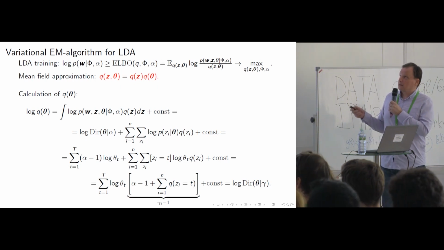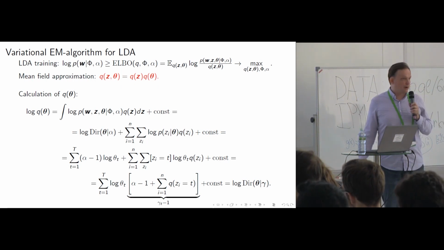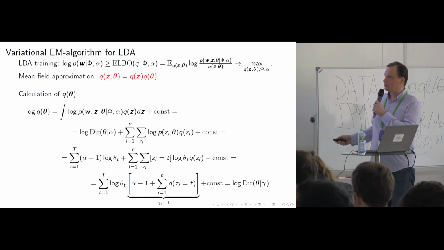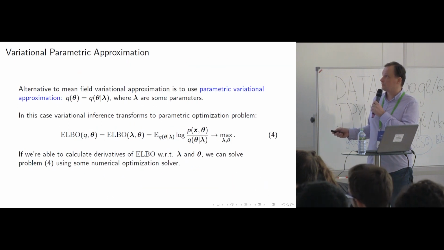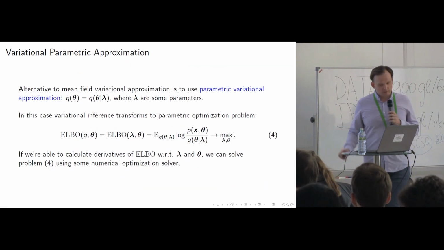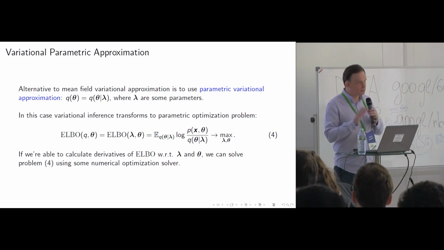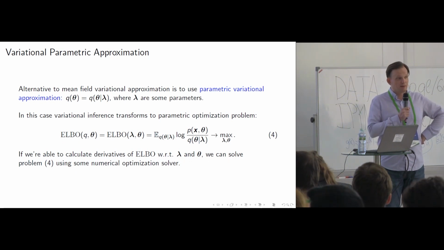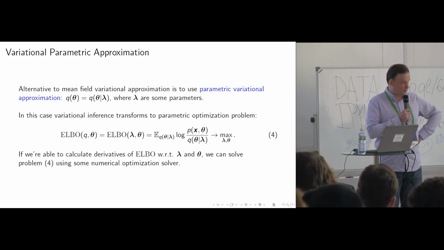And again, in the same way, it is possible to derive the closed form solution for Q over Z. I will not write down this formula, but this is very simple. Okay, now we have the first approximate Bayesian scheme, mean field variational approximation.